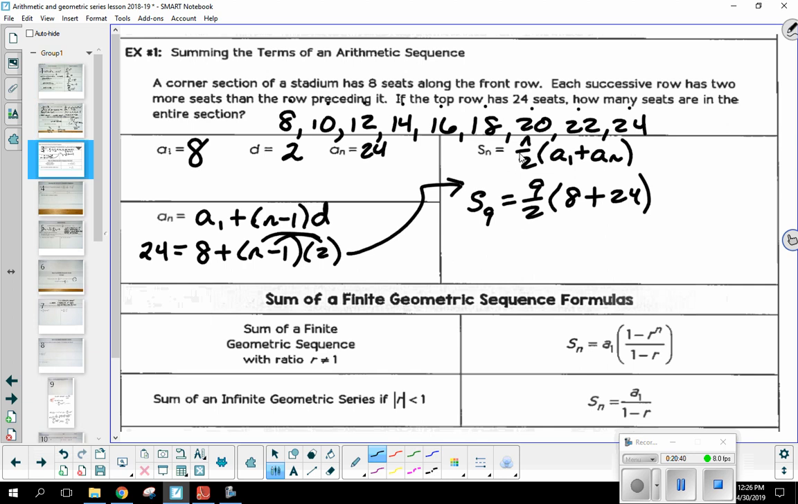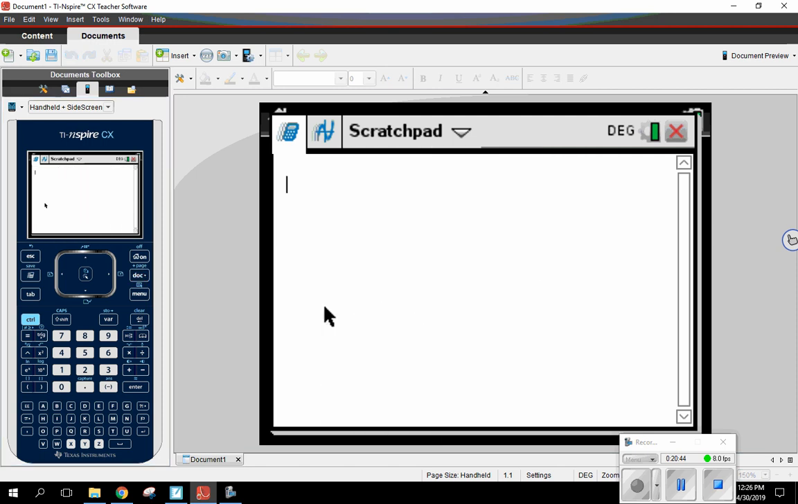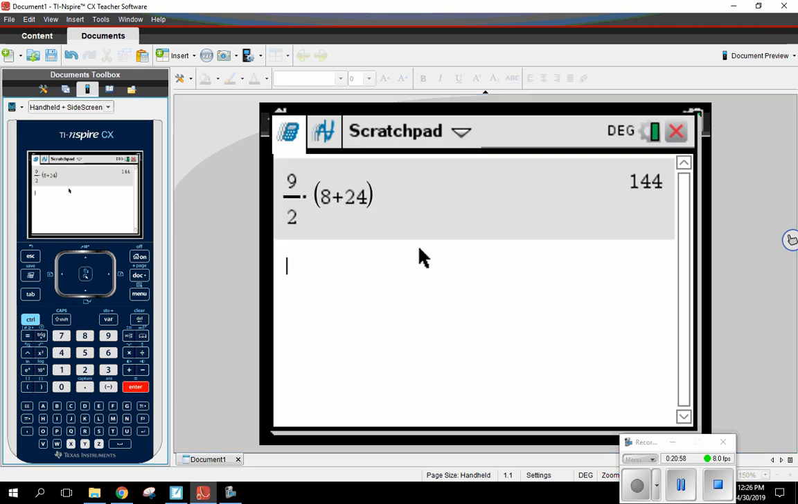So let's see what that ends up giving. 9 halves. Let me take this off real fast, that was the previous one. So control divide. I'm going to say 9 over 2, or you could type in 4.5. And then 8 plus 24. Exactly the formula that we just had. I push enter, I'm getting 144.